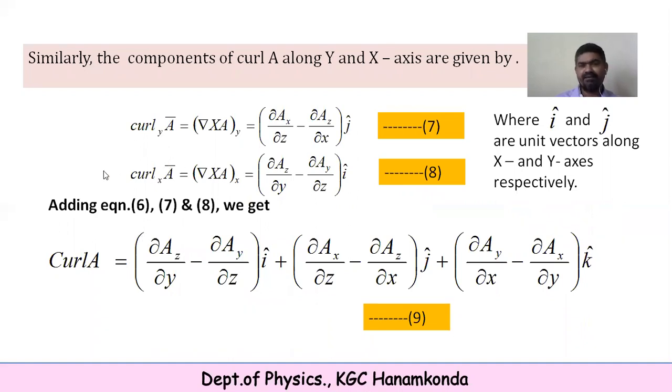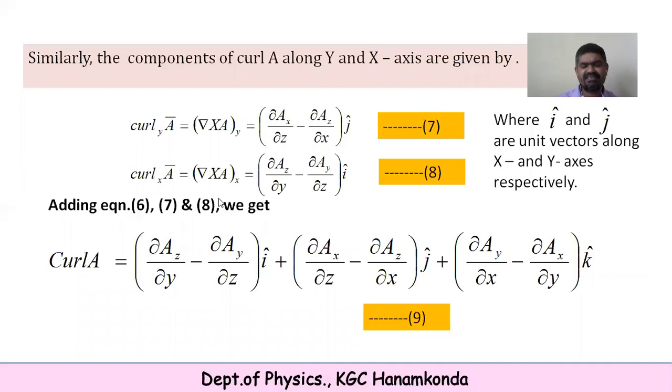Here I am taking the curl component along the y axis. That value will be ∂Ax/∂z minus ∂Az/∂x, into j cap. The unit vector for the y axis is j cap, therefore you multiply this entire quantity with j cap, and there you get the curl component along the y axis. Next, the curl component along the x axis. The unit vector for the x axis is i cap. Therefore, (∂Az/∂y minus ∂Ay/∂z) i cap is the curl component along the x axis. Here we got all three components along the x, y, and z axes.